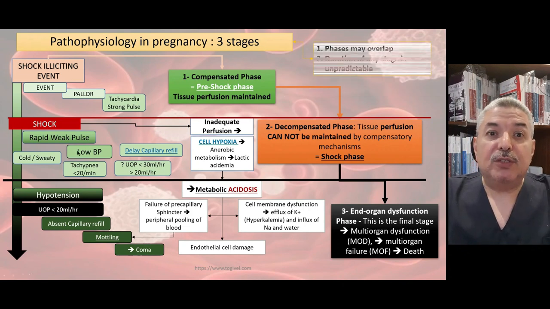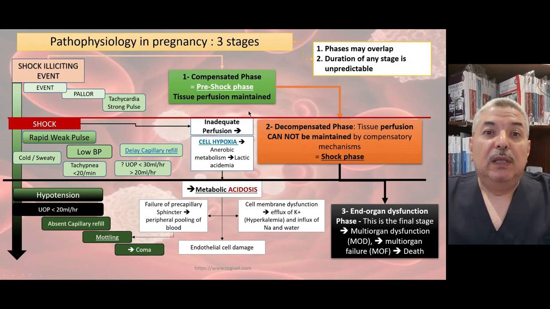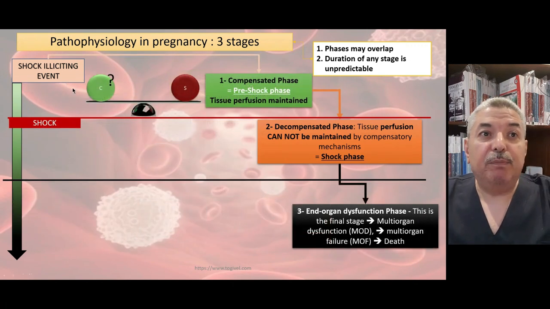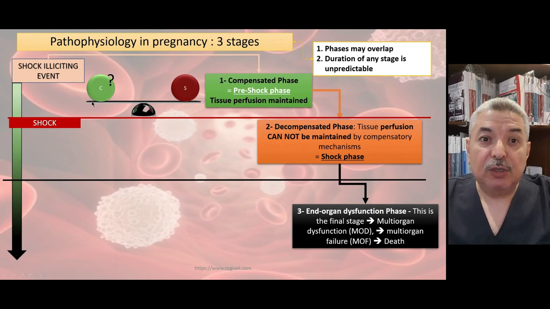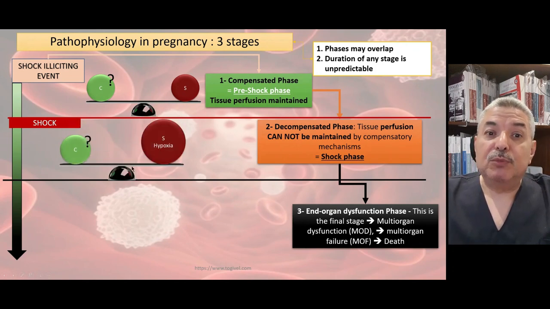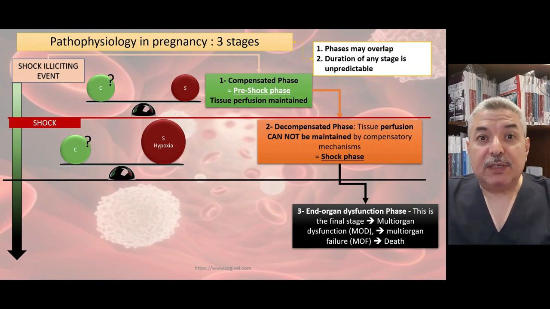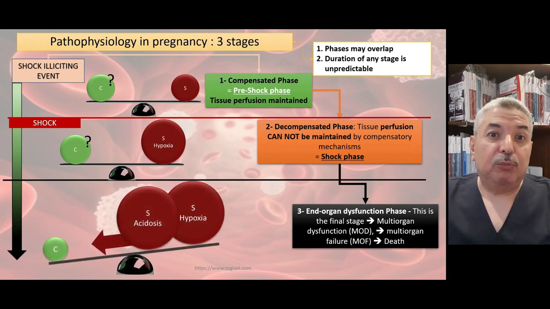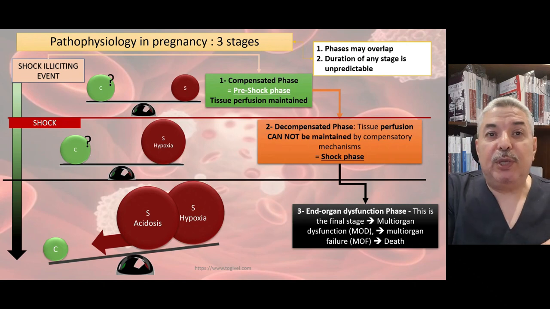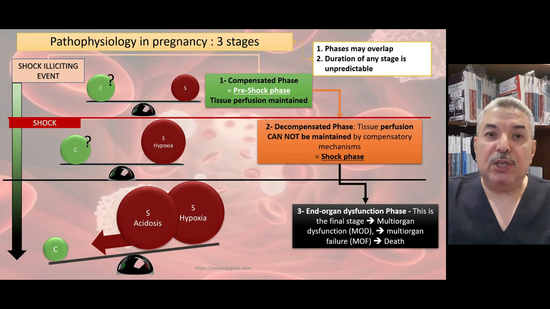So these are the three phases of shock, and we always say that these phases overlap and they are unpredictable. I think they are predictable, because it's a balance between the compensation and the health of the patient versus the severity of the shock enlisting event. So if they are balanced, we are compensated. If the shock enlisting event becomes more than the compensation, then this is inadequate perfusion, and this is the decompensated phase. And if acidosis sets in, then the large spheres of hypoxia and acidosis will just roll over the patient and flood all the compensation that the patient has.